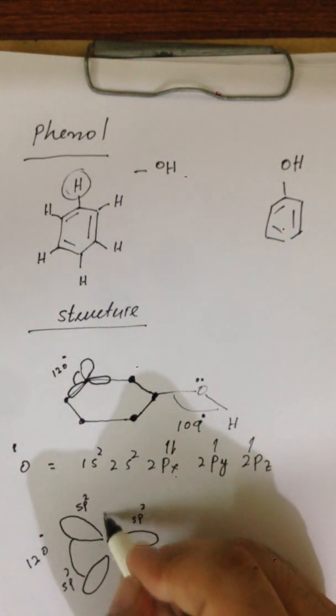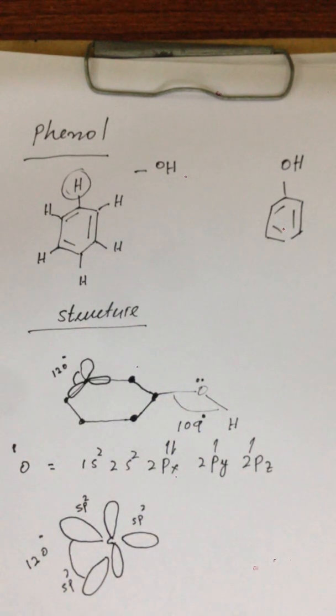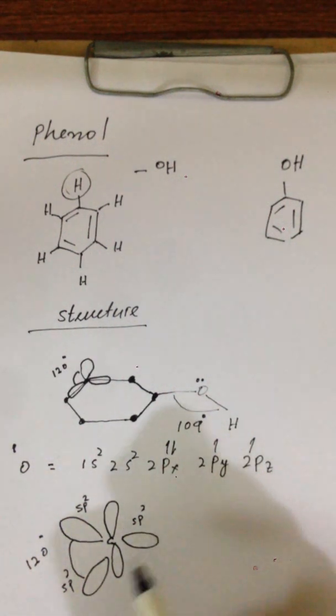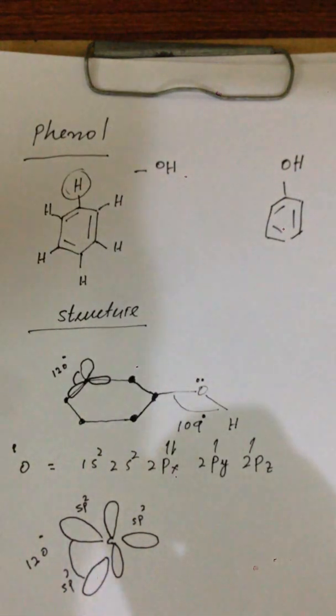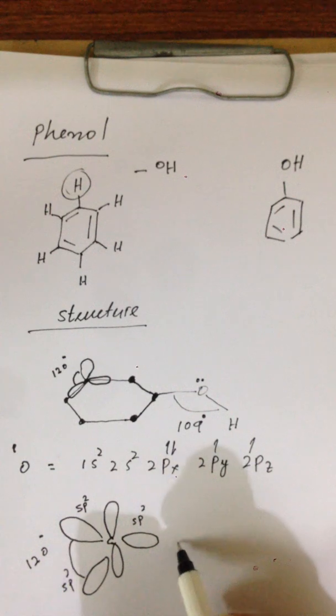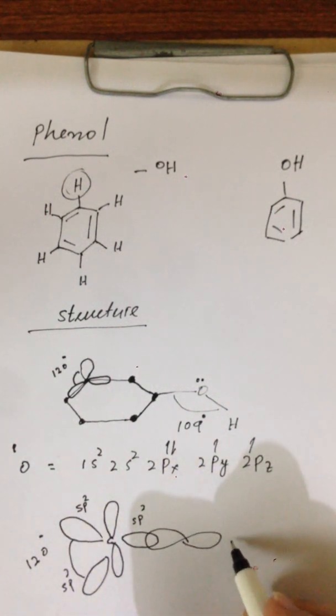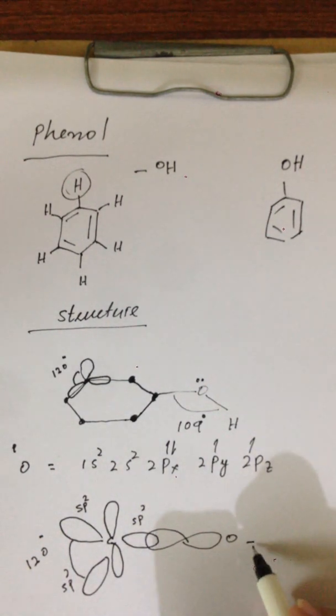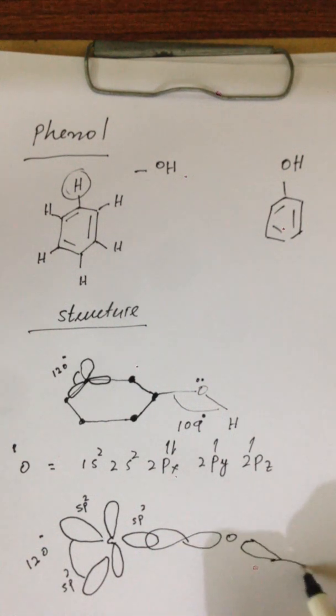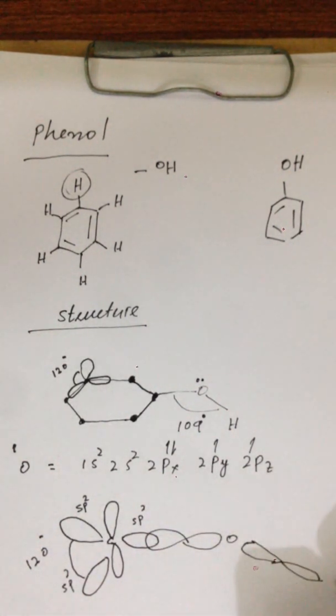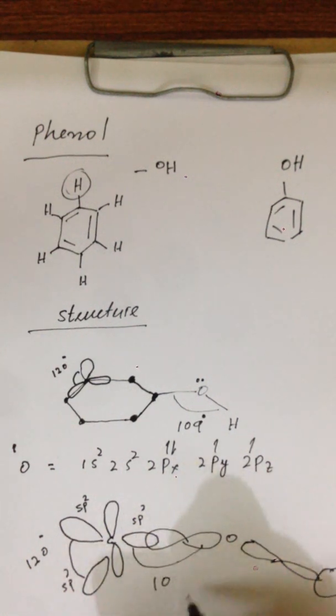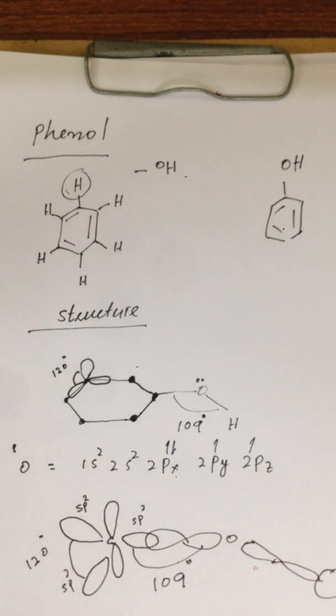And there is an unhybridized orbital which lies perpendicular to the plane of the sp2 hybridized orbitals. This sp2 hybridized orbital will form a sigma bond with the unhybridized p orbital of oxygen. This is oxygen, and here it has another orbital which will form a bond with hydrogen. So this angle is 109 degrees. It is almost the same as the tetrahedral angle. Okay?